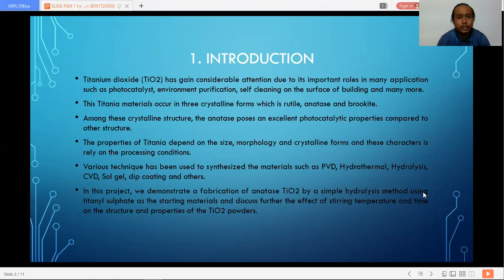Various techniques have been used to synthesize the materials, such as PVD, hydrothermal, hydrolysis, CVD, sol-gel, dip coating, and others. So in this project, we demonstrate a fabrication of anatase TiO2 by a simple hydrolysis method using titanium sulfate, TiOSO4, as the starting material, and discuss further the effect of stirring temperature and time on the structure and the properties of the titanium dioxide powders.